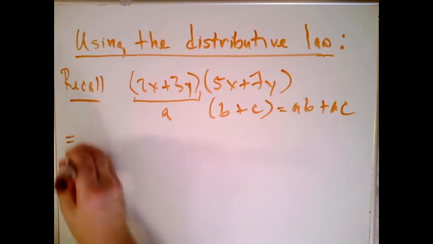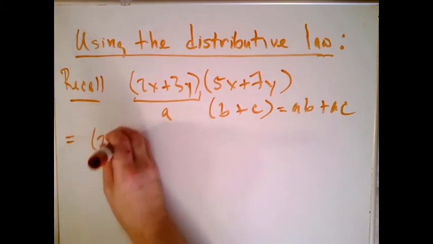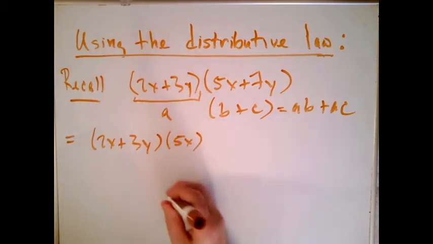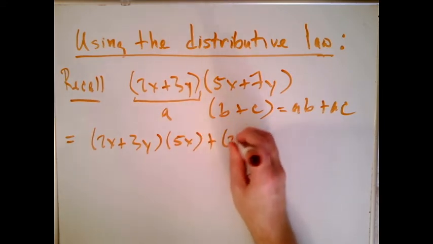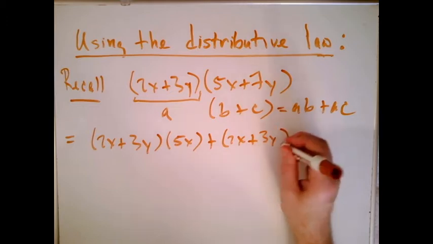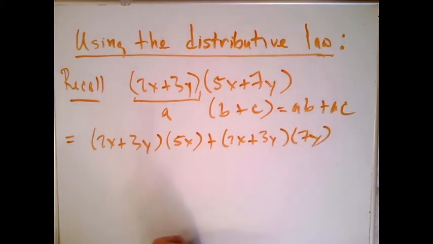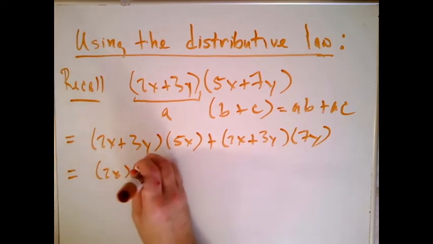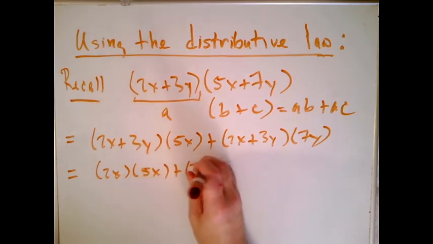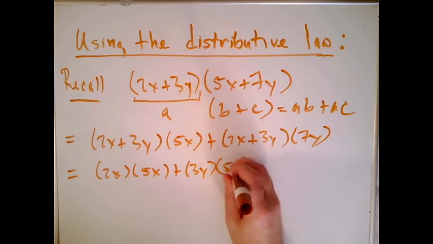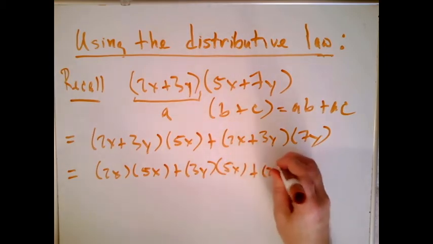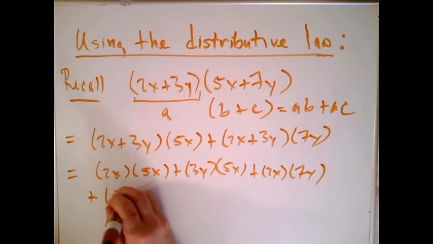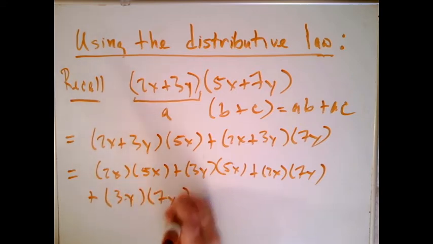So the distributive law, not FOIL so far, says I should get A, which is 2x plus 3y times 5x, plus 2x plus 3y times 7y. And now you can see we're in a situation where we can just use the distributive law again. So this should be 2x times 5x plus 3y times 5x plus 2x times 7y plus 3y times 7y. Like that.